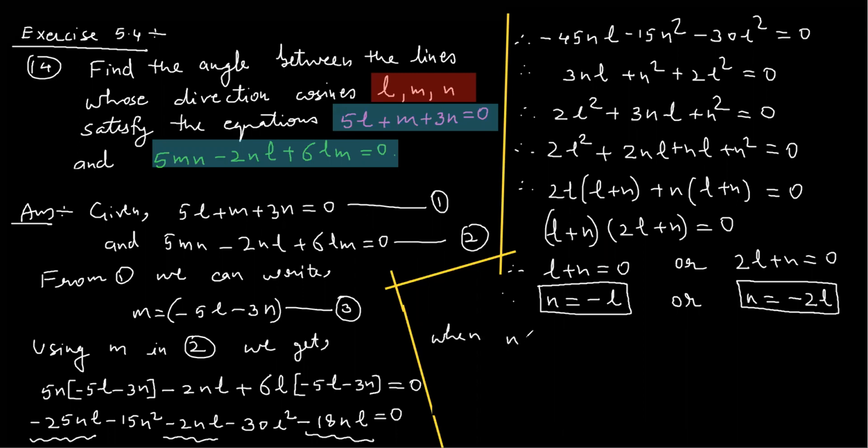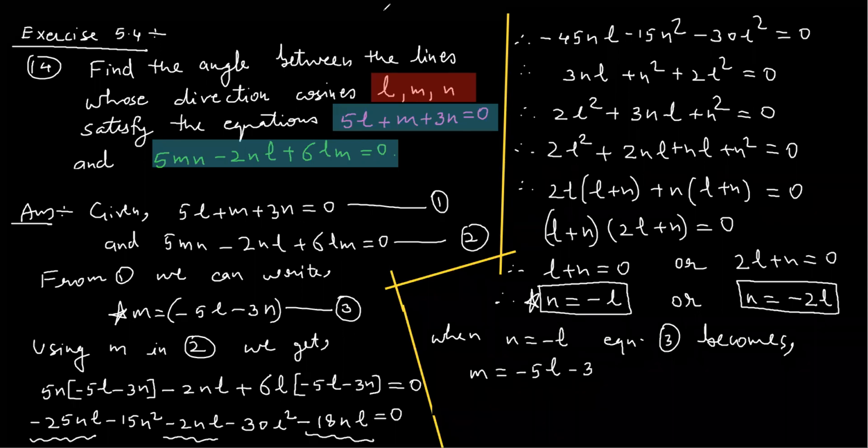when N equals to negative L, equation 3 becomes, see, you know what I'm going to do? I will use the first result which I got, I will use this in 3. So see what I get. I get here M equals to minus 5L minus 3N it is. Check, this is N, but in place of N, what I'm going to write? I'm going to write minus L.